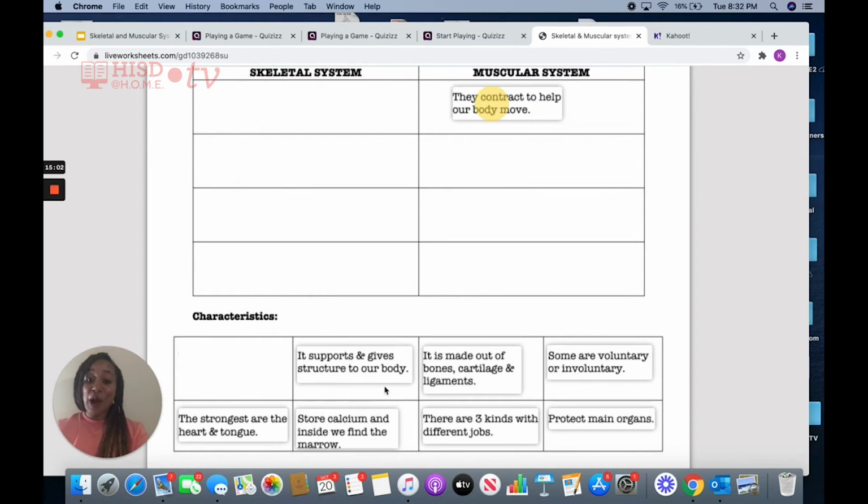All right, next card. It supports and gives structure to our body. So am I going to place this card under skeletal or muscular? The key here is structure. Without it, it would look like a pancake. The skeletal system, very good.